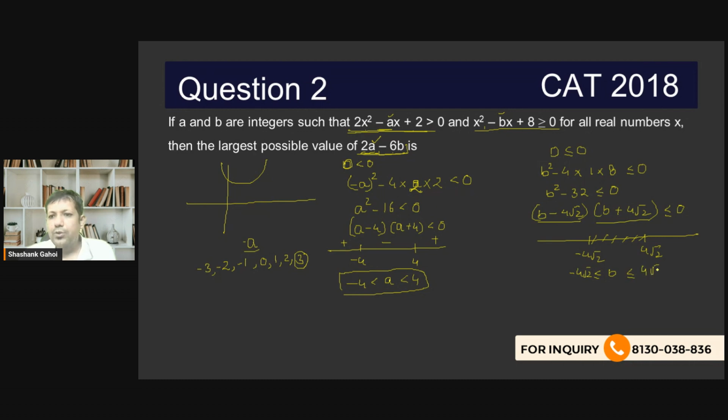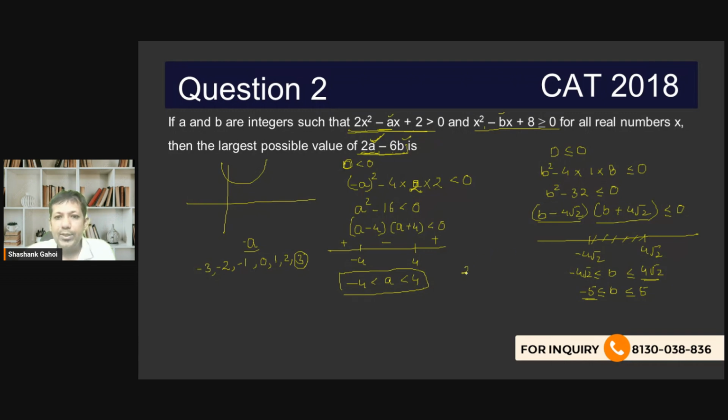So what is the value of root 2? Root 2 is around 1.4. 1.4 into 4 is 5.6, right? And I know b is an integer. It means b should be lying between minus 5 and 5. Right. So I was looking for the largest value of a, and I was looking for the smallest value of b. What is the smallest value of b? That's going to be minus 5.